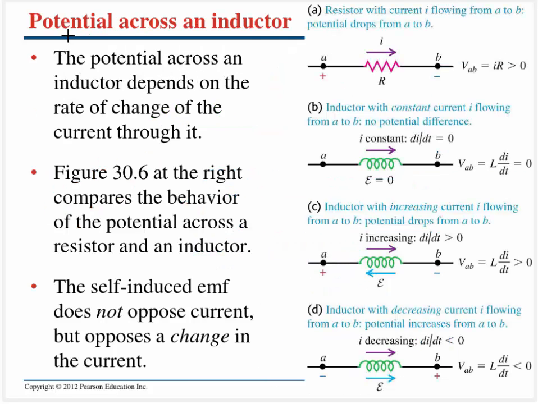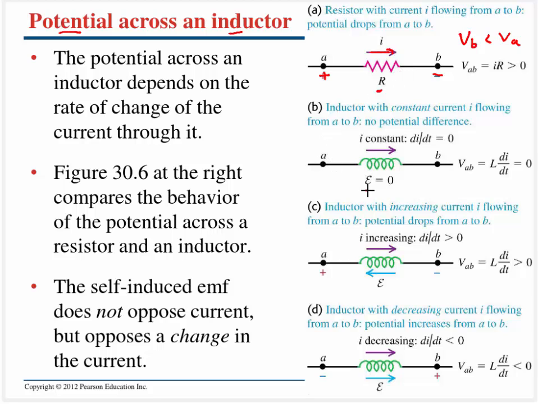Let's just take a very quick look at what the potential would look like across an inductor inside of a circuit. Suppose we have just a simple resistor. We have some positive terminal and some negative terminal. We have current flowing across it. We can see, for a very simple resistor, that the voltage at B is going to be less than the voltage at A, more or less because this resistor has gobbled up some of that potential.